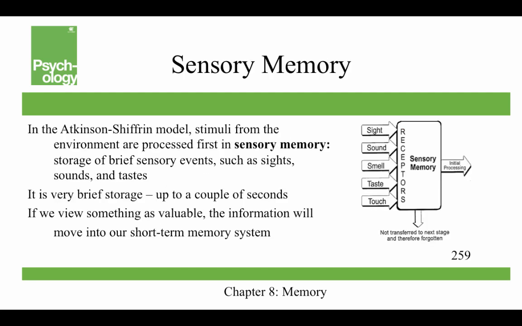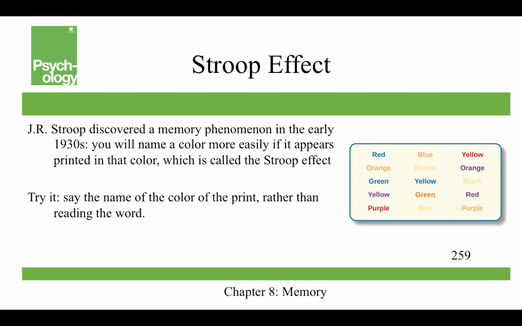In the Atkinson-Shiffrin model, though, coming back to that, stimuli from the environment are processed first in your sensory memory. And that's a storage of brief sensory events, such as sights, sounds, and tastes. Now, it's very brief storage because it only lasts for a couple seconds maximally. And if we view something as valuable, that information will be moved into our short-term memory system.